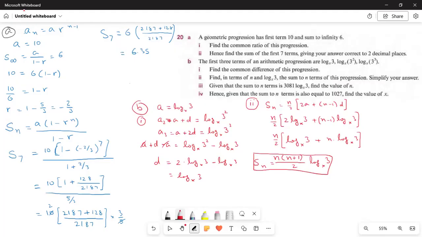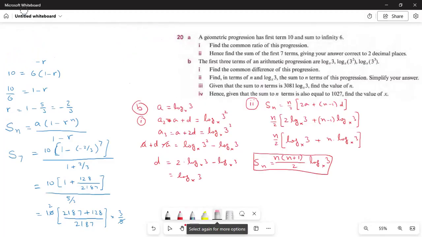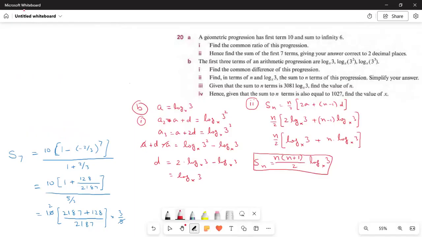Okay, I need more room, so let me make some space here. So, third part. It says given that the sum to n terms is 3081 log x³, find the value of n. So the sum of n terms which we found is n into (n plus 1) divided by 2.